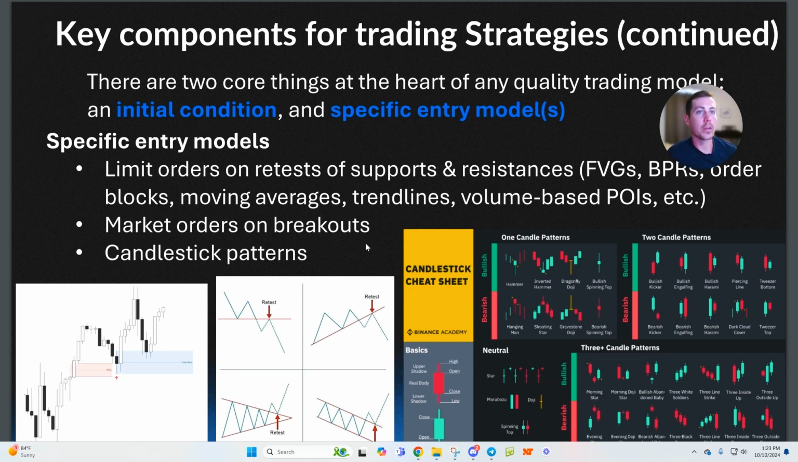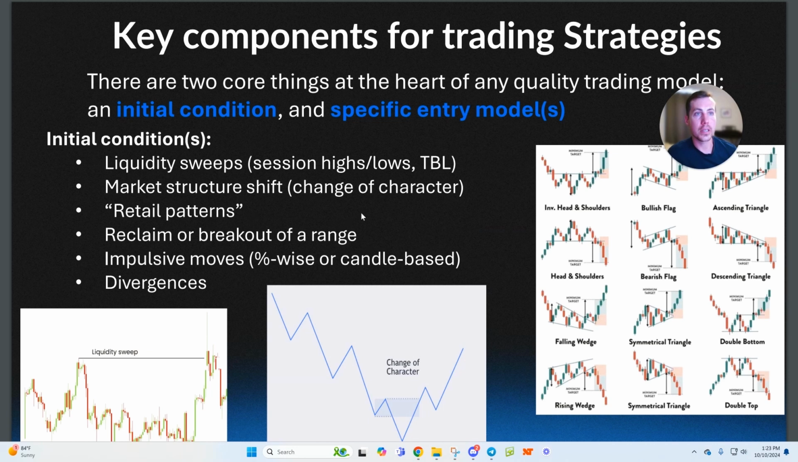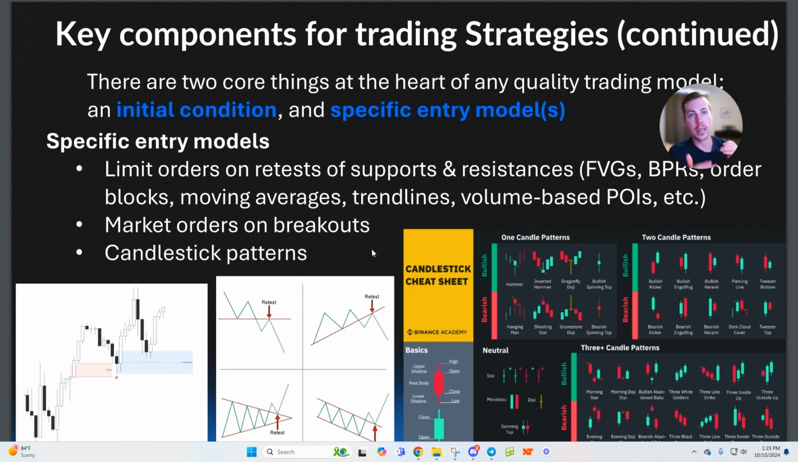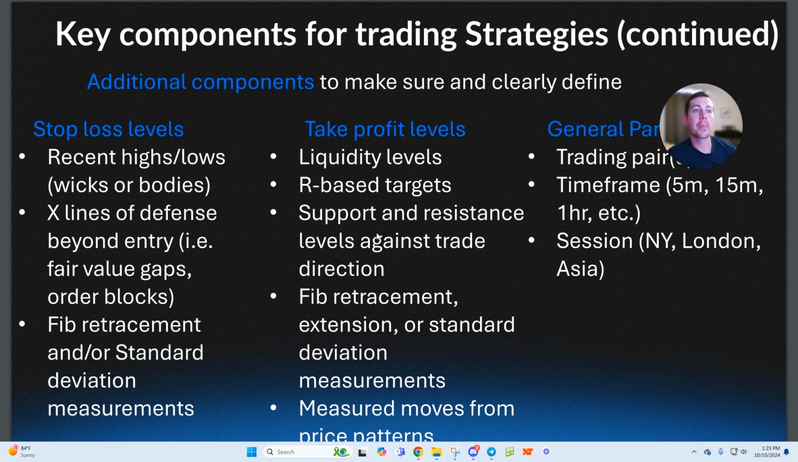But really the whole thing, when you put these together with the initial condition, once this has happened, I'm actually looking for a trade now, and the specific entry models help you clearly define when I should actually enter a trade. Otherwise, there's a lot of subjectivity and discretion: should I enter this trade or not? I think it's a lot better to have these clearly defined, so you know exactly when you should and when you shouldn't enter a trade.